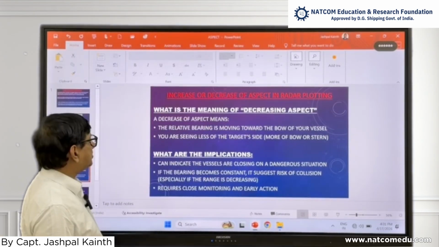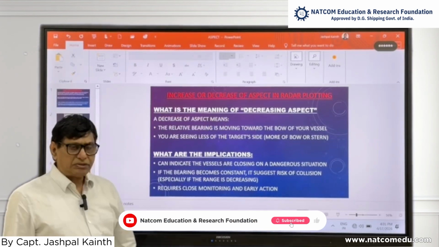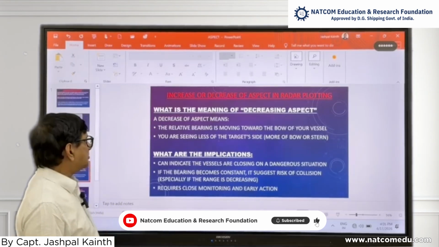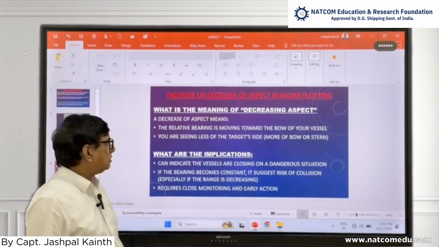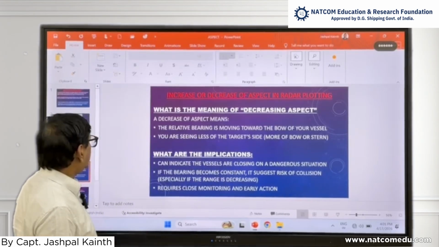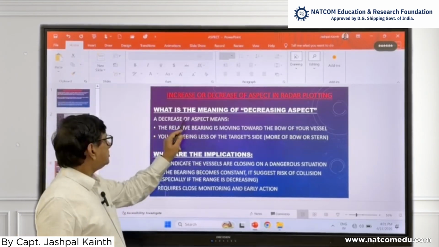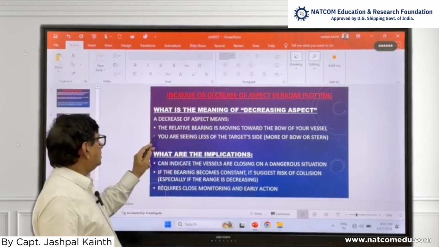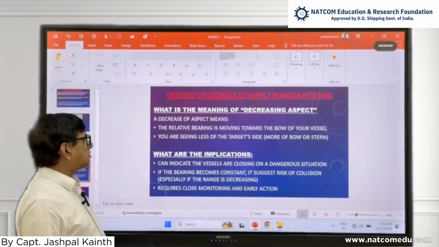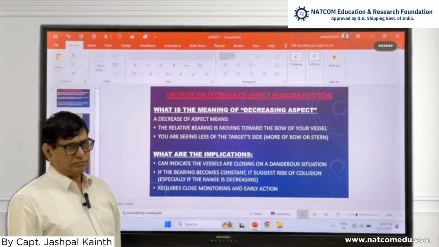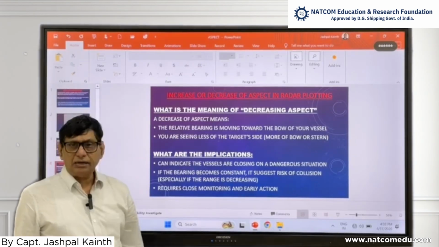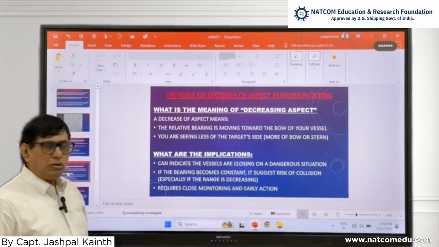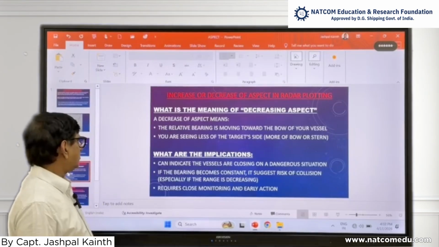Increase or decrease of aspect in radar plotting. We have discussed increasing the aspect. Now we will see what decreasing aspect in radar plotting means. A decrease of aspect means the relative bearing is moving towards the bow of your vessel. That means you are seeing less of the target's side and more of the bow or stern.